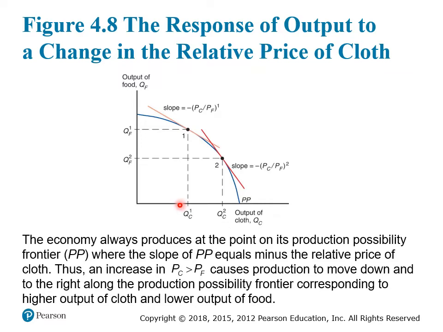But now because the price of cloth has increased and more labor is working in the cloth sector, the output of cloth has increased from Q1 to Q2, to this point, and also the output of food has changed from Q1 to Q2 at this point. So the new equilibrium is at point 2 here. That means as a result of the change in the price of cloth, more cloth is being produced and less food is being produced.